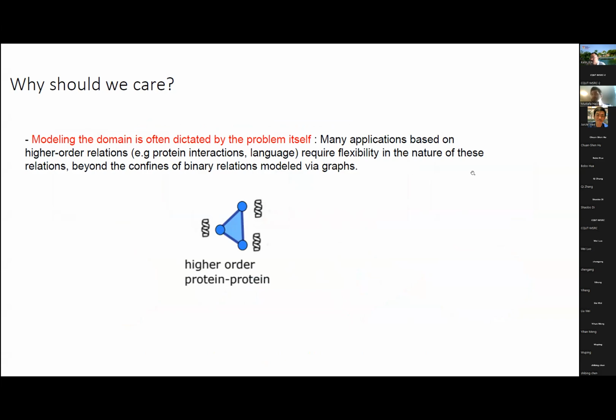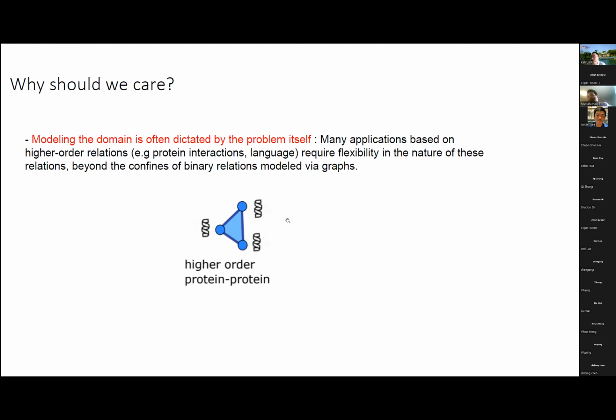Many applications based on higher order models, on higher order relations, require flexibility in the nature of these relations beyond binary relationships. For instance, if you have a set of proteins that interact with each other, then most likely things are not going to be binary, they are going to be a higher order relation, basically. And that most likely fits here.